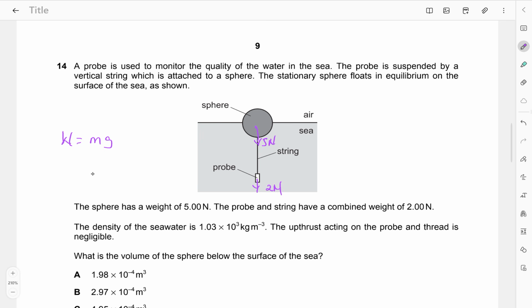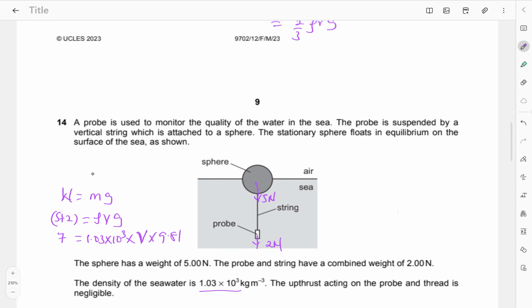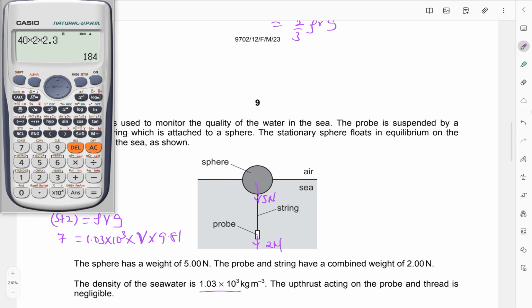So the total weight is 5 plus 2. The mass is density times volume times g. So we have that 7 is equal to the density, which is 1.03 times 10 power 3, times the volume. g is 9.81. I'll just check this with my calculator, making V the subject.